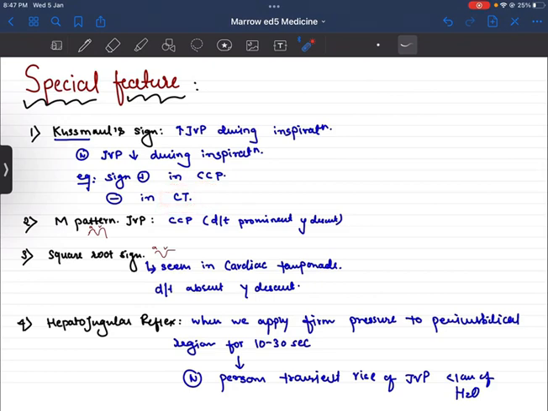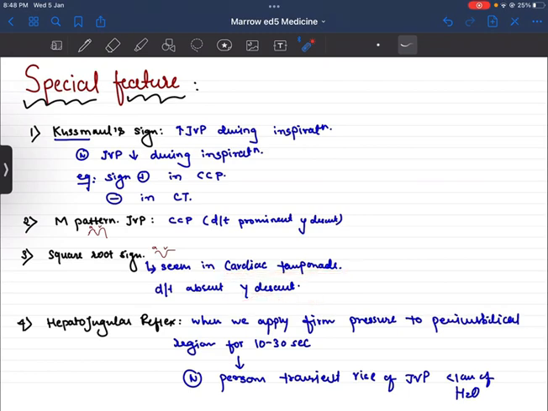M pattern JVP is also seen in chronic constrictive pericarditis. This is an M-shaped JVP, which is due to the prominent Y descent. Square root sign is seen in cardiac tamponade, which is due to the absent Y descent.